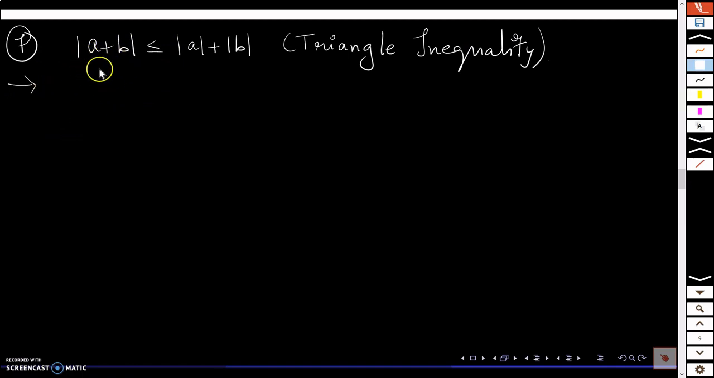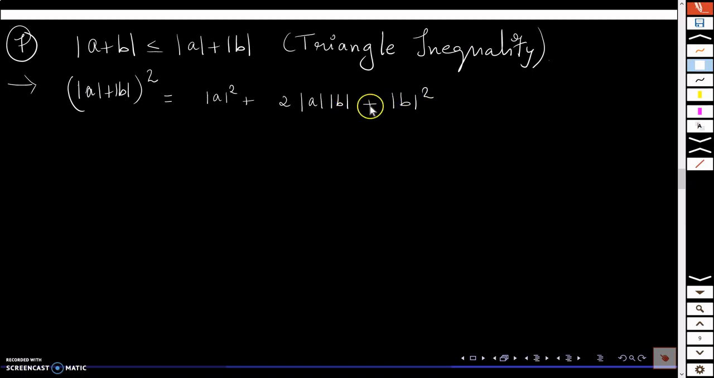So what I will do is look at the term mod a plus mod b the whole square. Let's expand this using the formula (a plus b) the whole square. If I use that formula, this turns out to be mod a square plus 2 times mod a and mod b plus mod b the whole square. So this is using the (a plus b) the whole square formula.